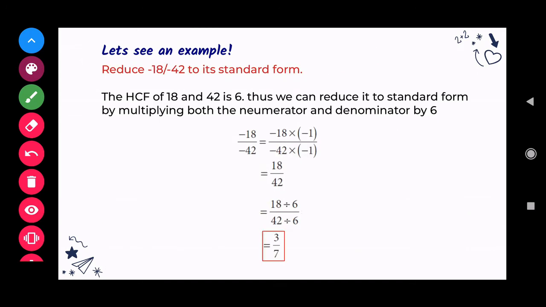And let's see another example. Here we have minus 18 by minus 42.